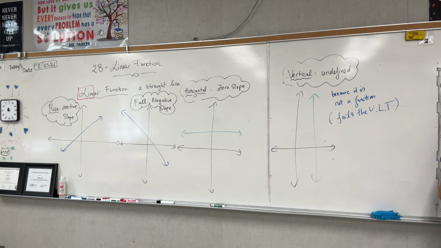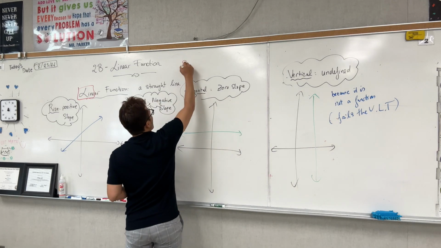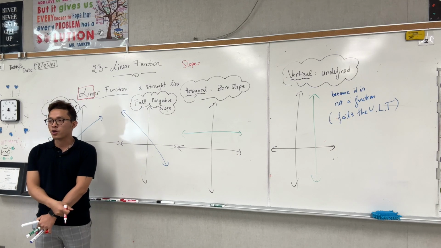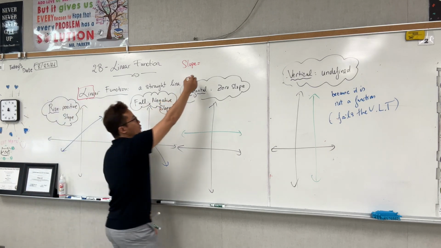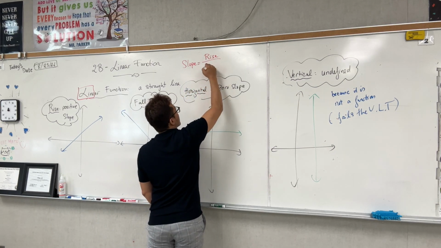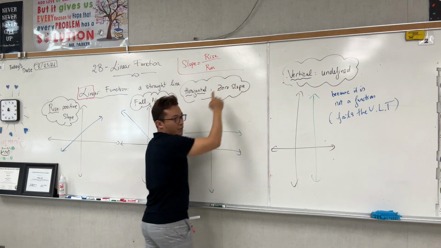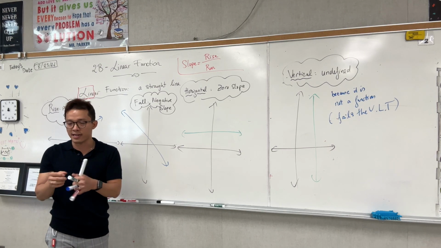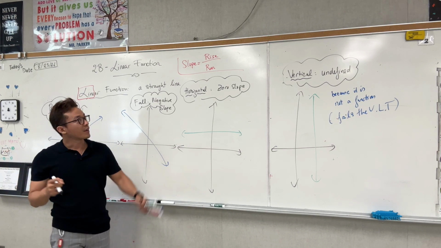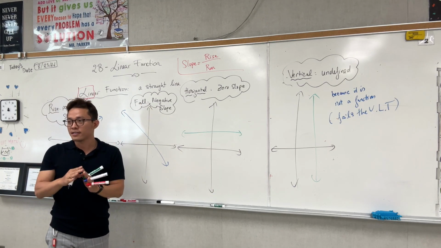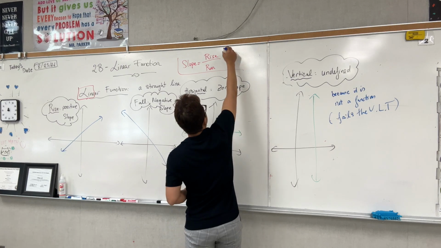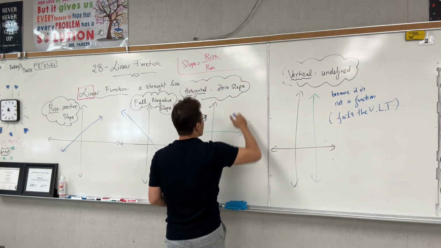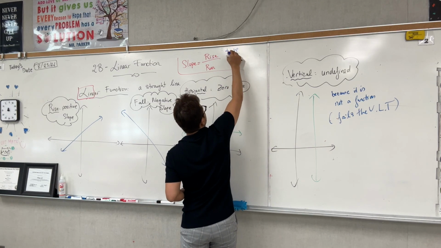Okay. Now, slope. What did you learn about slope from algebra 1? Slope is rise over run. Okay. Does rise over run ring any bell? Now, rise, what kind of direction is that? Yeah, y. So that means what direction? Up or down, right? So up is positive and down is negative. So positive is up, negative is down.